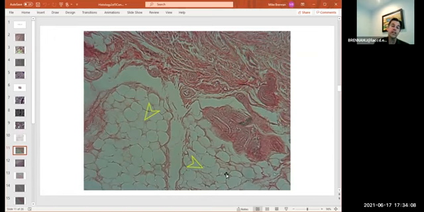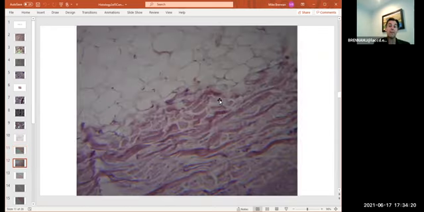Hypodermis or subcutaneous fat right here, and then the dermis, the tough, strong, structurally important part of the skin, right here. And these are sweat glands. But we'll talk more about that technically on Monday, but I'll have the lectures recorded and up over the weekend.